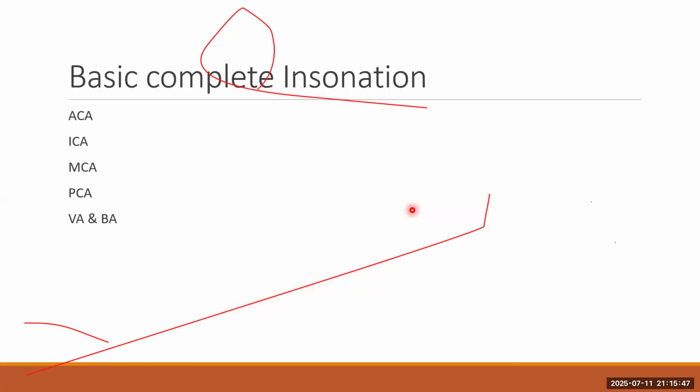So to do all these things, the first and foremost step is what is called a basic complete insonation. What comes under complete insonation? Identification. To identify all these vessels, we need two windows, that is transtemporal and suboccipital. These vessels have to be identified along with different parts of them: the ACA, ICA, MCA, PCA, and the vertebrobasilar. These are a must to be insonated.